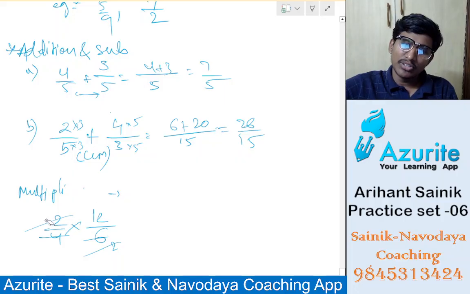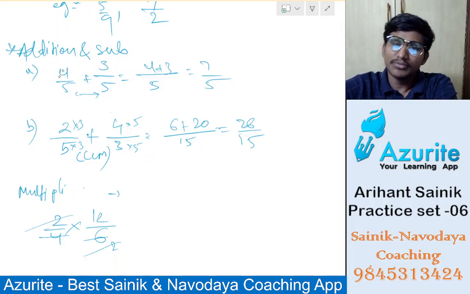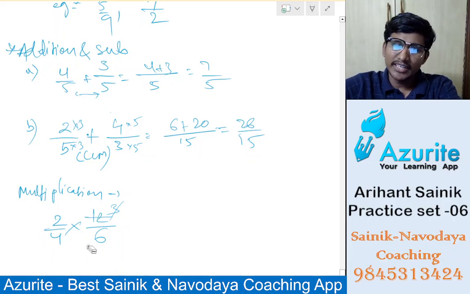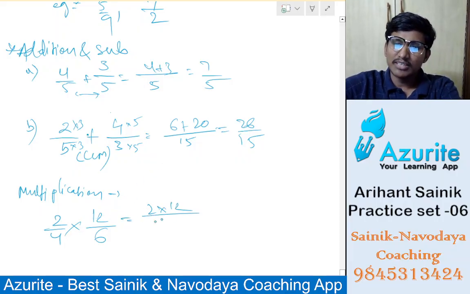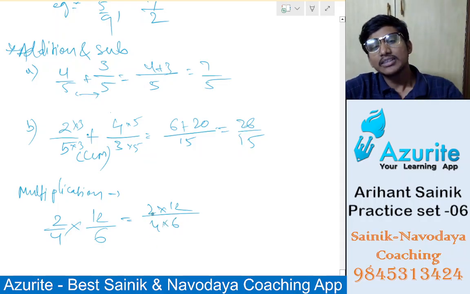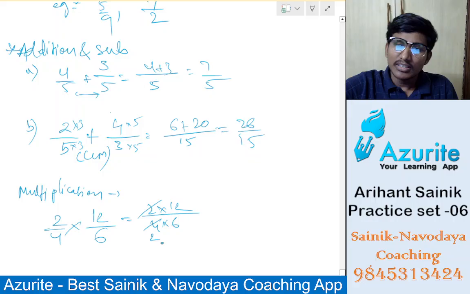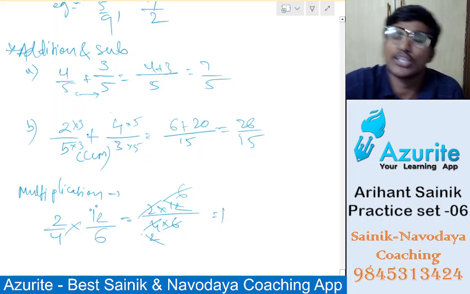Or if you are getting confused, what should we do? We should write in multiplication form. That is 2 into 12 divided by 4 into 6. That is 2 2s are 4, 2 6s are 12, and 12 cancels, 1 is the answer. Right? Like that, you can cross cancel.